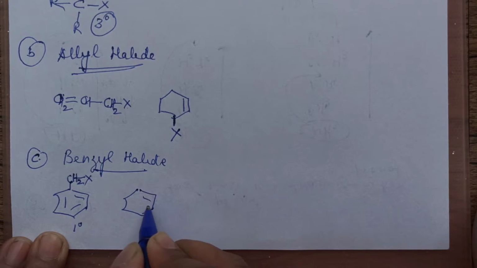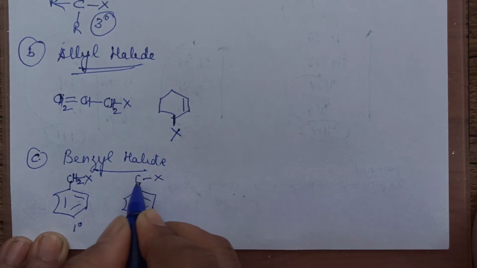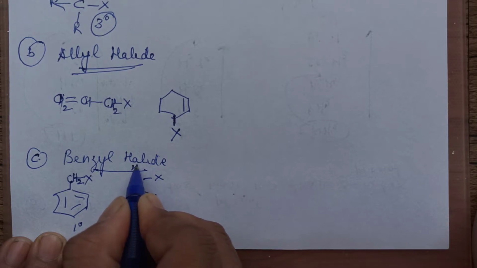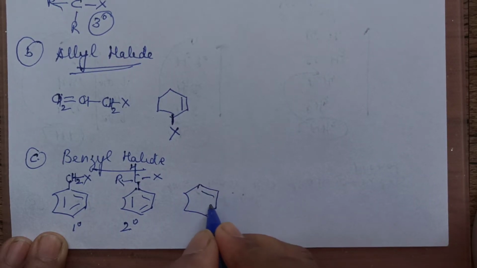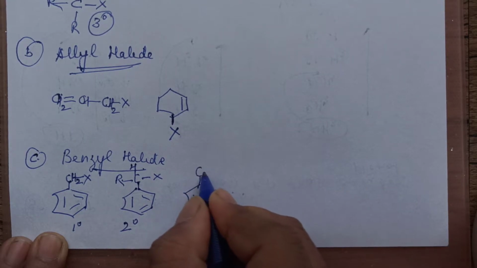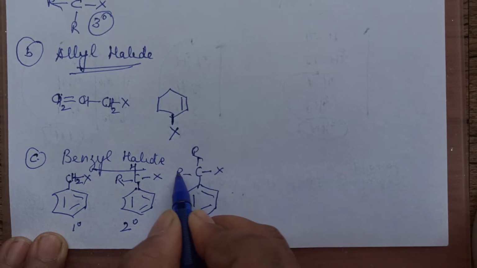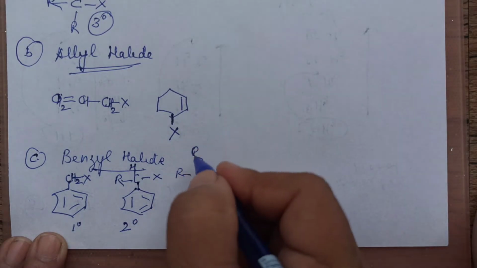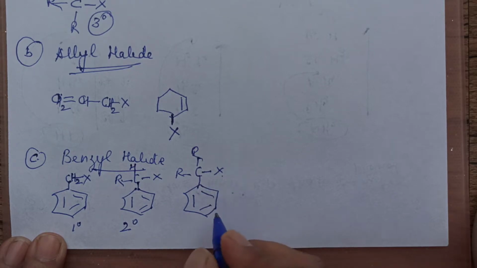If you have this benzene ring and a carbon containing halogen, with only one hydrogen attached and another one being some R, it is 2 degree benzyl halide. If you have one benzene ring with a carbon that contains halogen, and there are two R's attached, meaning both these are also carbon atoms, this carbon containing halogen is 3 degree.